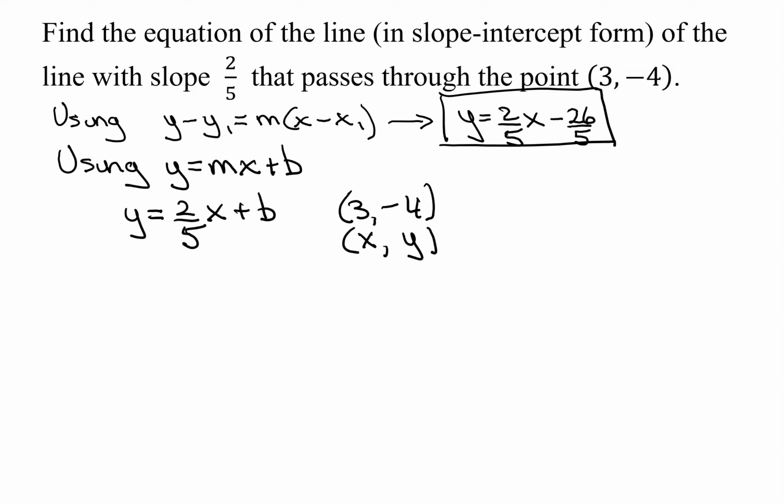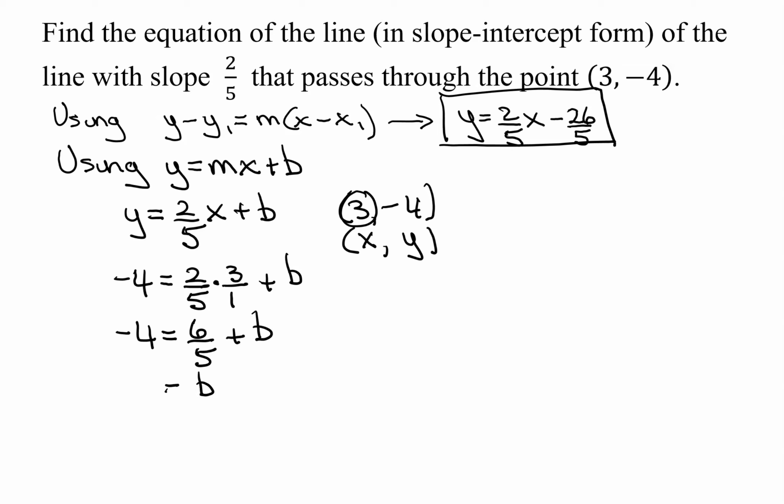So what is y? Y is -4 equals 2/5 times x. What's x? 3. So I'm going to make it 3 over 1 plus b. So -4 equals 2 times 3 is 6/5 plus b. So b equals -4 minus 6/5.